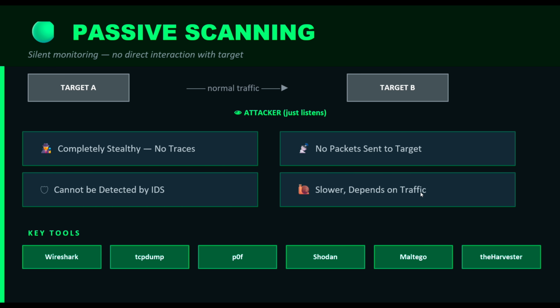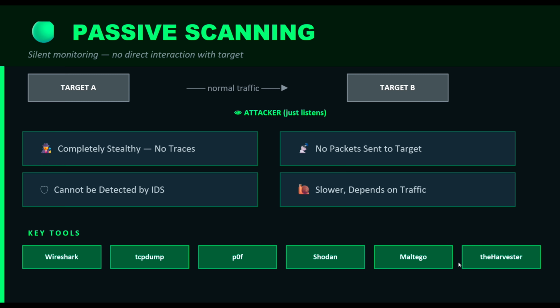It's slower and depends on traffic. That's nice. It cannot be detected by the IDS, IPS, or the firewall. These are the tools used for passive scanning: Wireshark, tcpdump, p0f, Shodan, Maltego, and theHarvester. Of these key tools, I am going to mark the important ones. theHarvester is important, Maltego is important, Shodan is important, Wireshark is important.